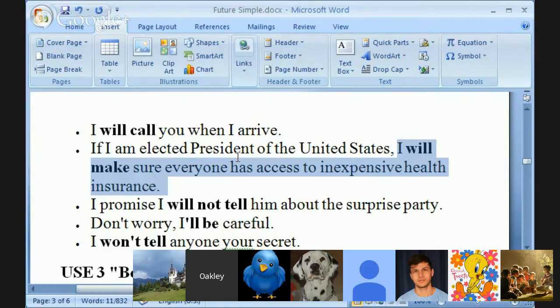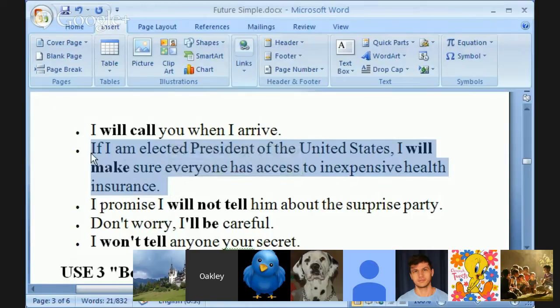Okay. If it doesn't rain, I will go to the beach. Fine. I use a simple present tense in the if clause and always simple future in the result clause. All right. This speaker is very hopeful about their chances.